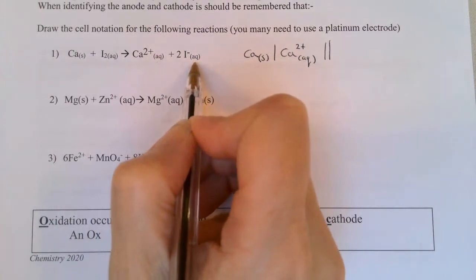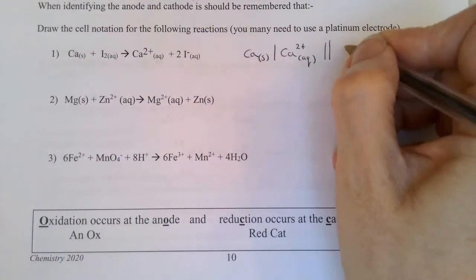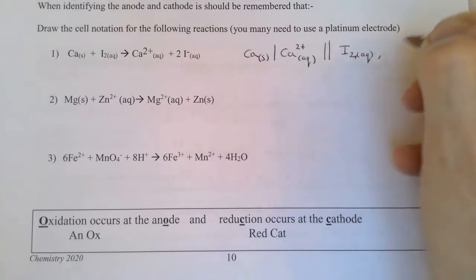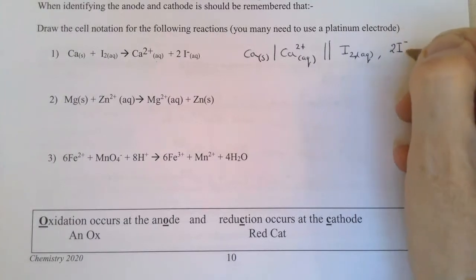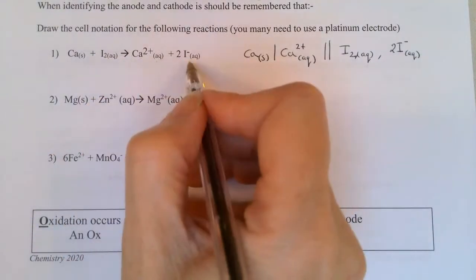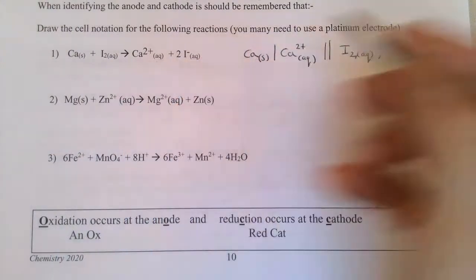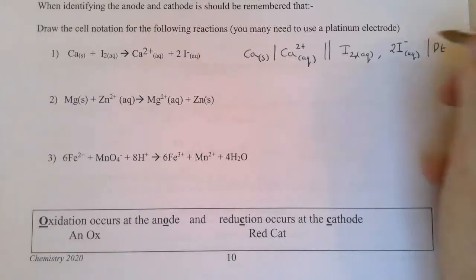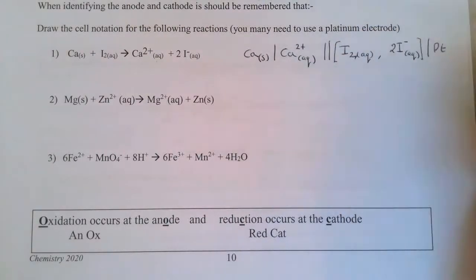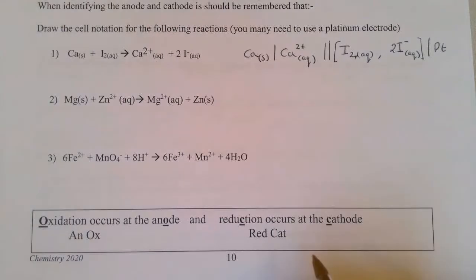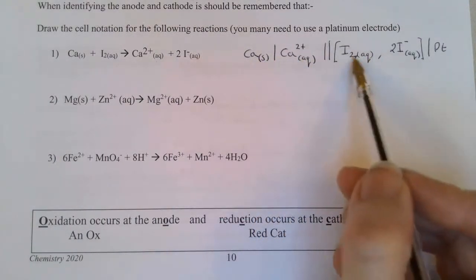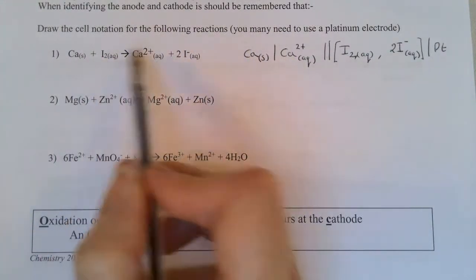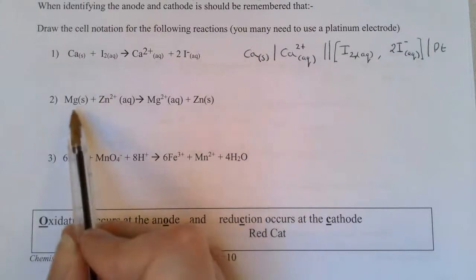These are both in the same phase. Notice that there's aqueous here, so I've got I2 aqueous, comma, 2I- aqueous, and that will need a platinum electrode because there needs to be a surface on which that reaction takes place. So they're in a different phase. So I'm going to write Pt on the outside. I can put these in square brackets to show that they are one system. The other thing you should notice is that this reads the same as the equation. So calcium to calcium 2+ here, and iodine to iodide. So let's do the next one.